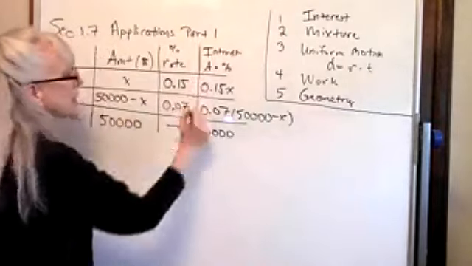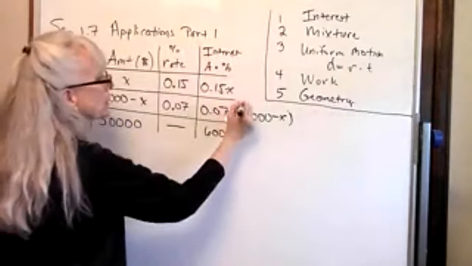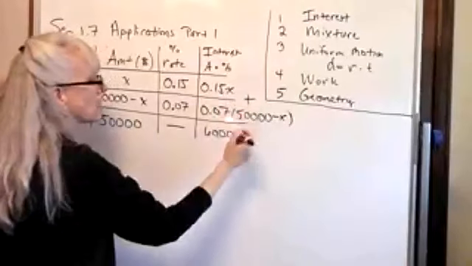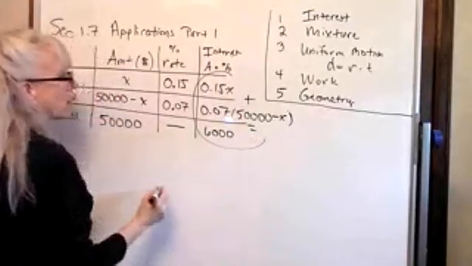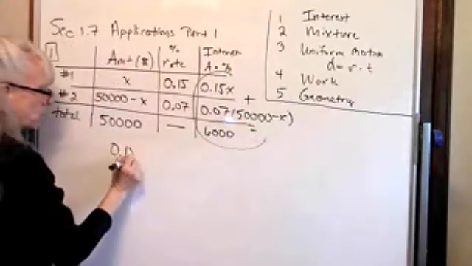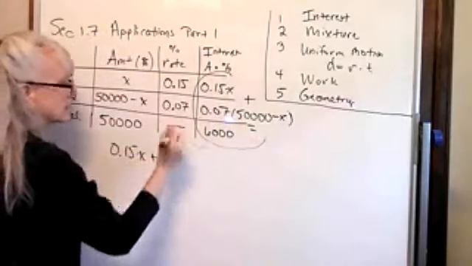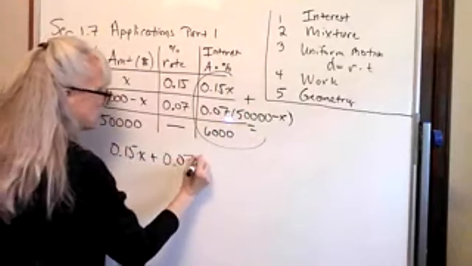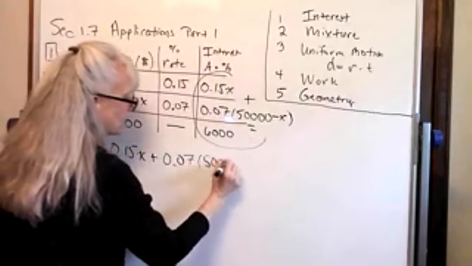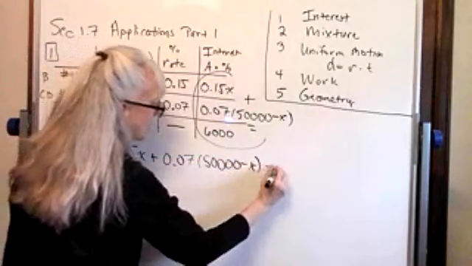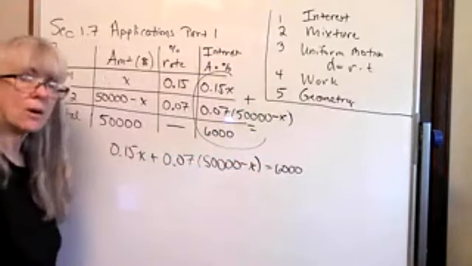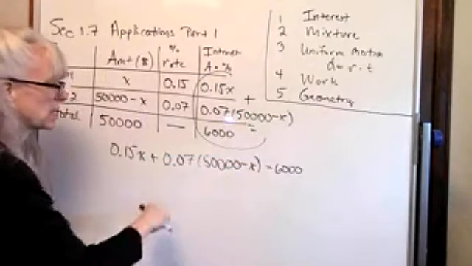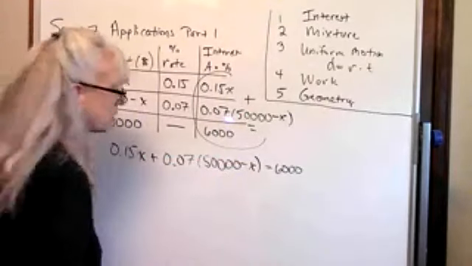And we're going to use this last column to write the equation. We're going to recognize the 2 investments together have to equal the 6,000. So literally, this is where our equation is going to come from. So we take the 0.15x plus the 0.07 times 50,000 minus X, and that's going to be equal to the 6,000 that we need to earn. This is a linear equation, so at this point we just need to distribute to get rid of those parentheses and solve that linear equation.